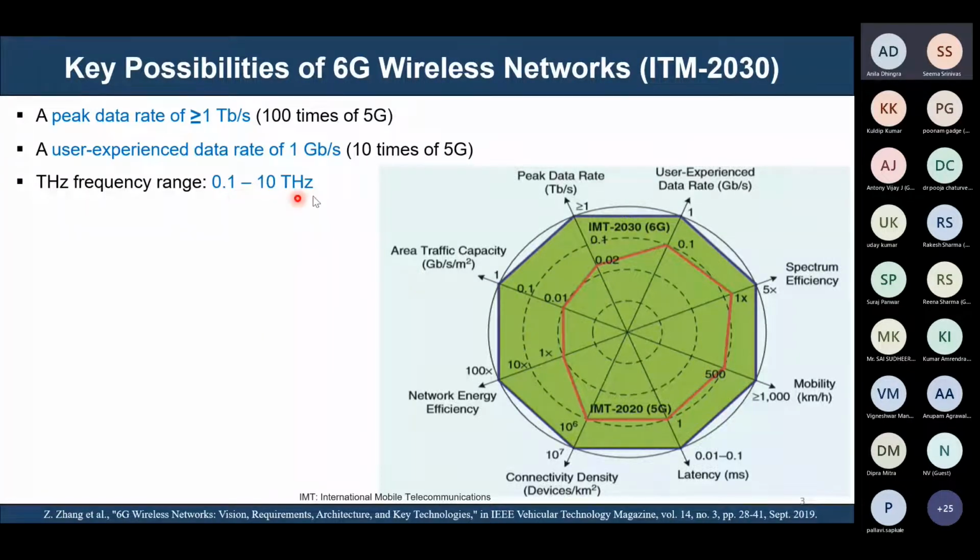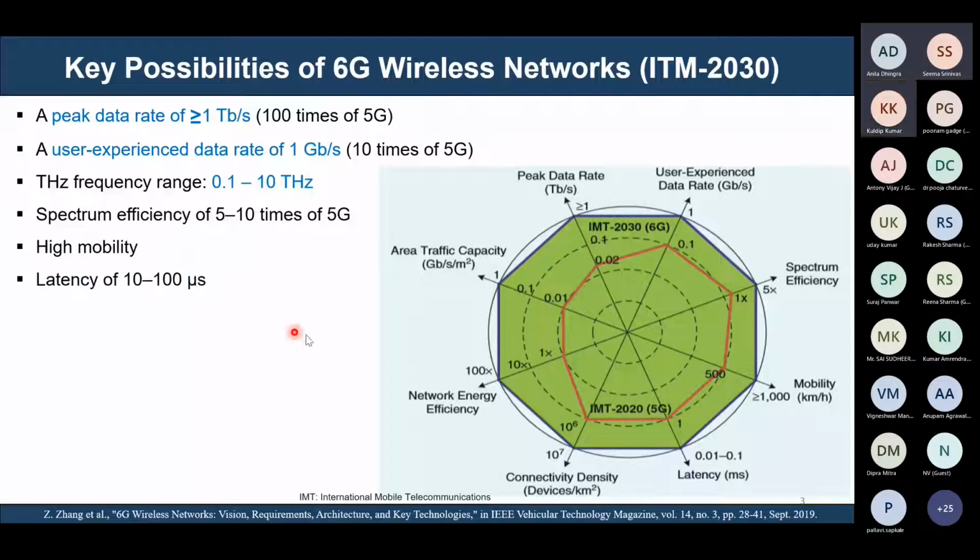Spectrum efficiency, 5 to 10 times that of 5G, is what we are targeting. Very high mobility is expected here. For latency, the target is 10 to 100 microseconds, and it would be an ultra-dense user network. Too many users would be targeted, a densified situation, nearly 10 to the power 7 devices per kilometer.